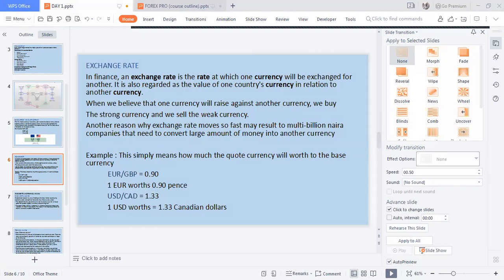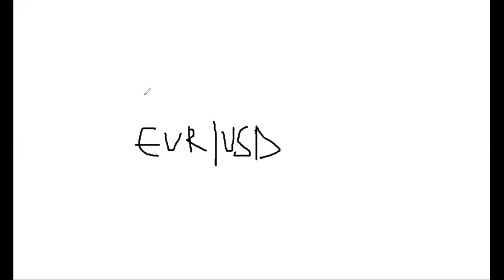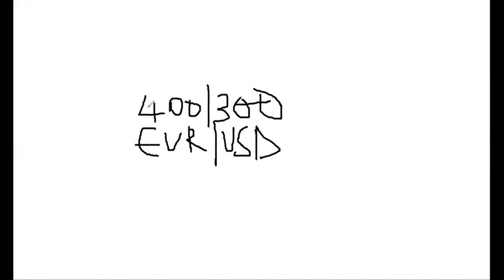Please, I'm assuming. Let's say Euro to Naira is 400. Like I said, I'm assuming. Let's say USD to Naira is 300. Of course, it's not true, I'm just assuming. Zeros cancel zeros. Now, 4 divided by 3, it means that this exchange rate is 1.333.